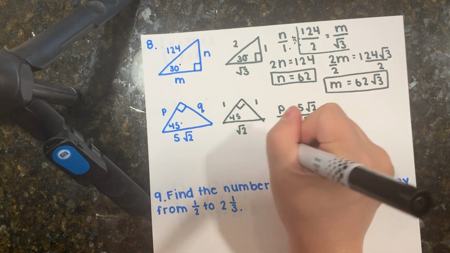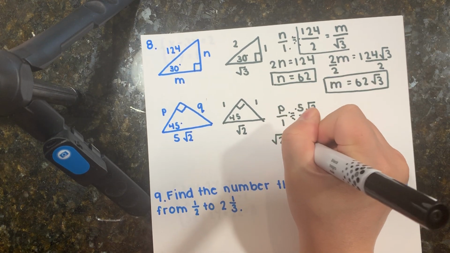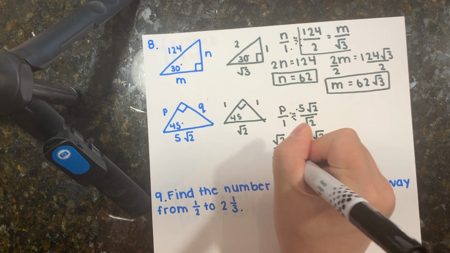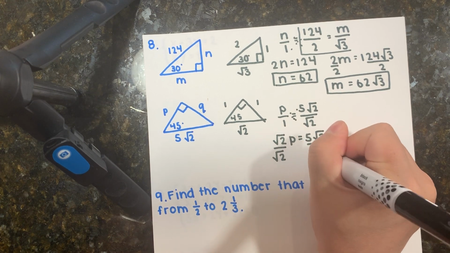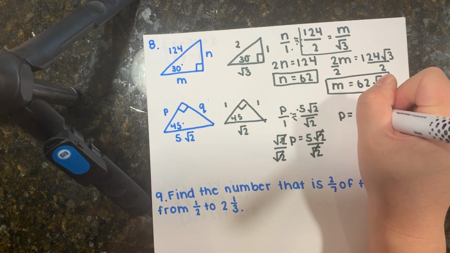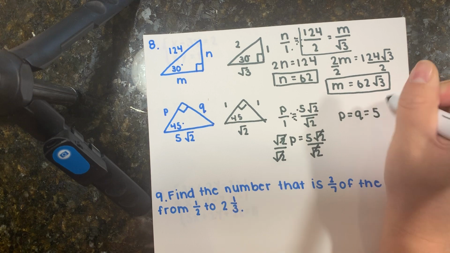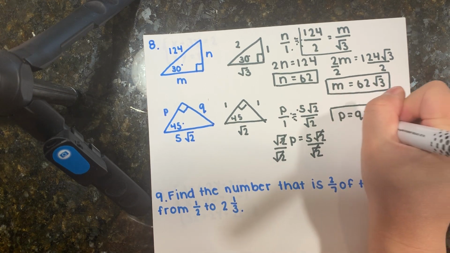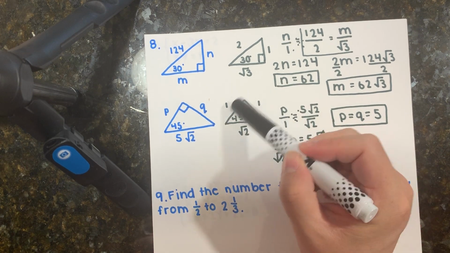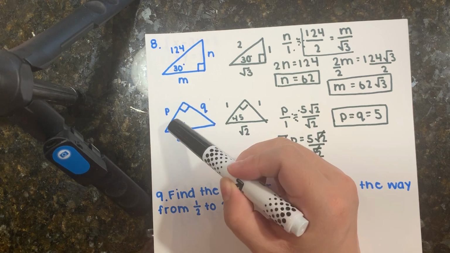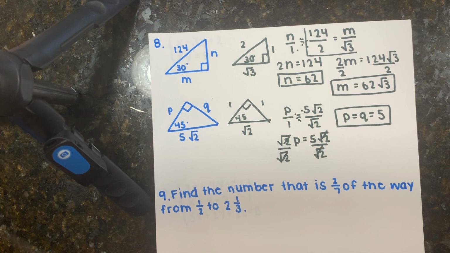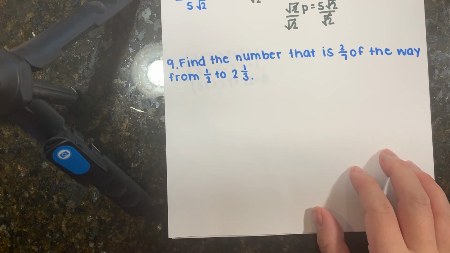Now if I cross multiply that, I'm going to get root 2 P equals 5 root 2. Divide both sides by root 2. And P is going to be equal to 5. And because I know that both of them are going to be equal to each other, I know that P and Q are going to be equal to 5. So again, the reason is because these two sides are the same on the reference triangle, so therefore these two sides are going to be the same on that triangle because we're doing similar triangles.